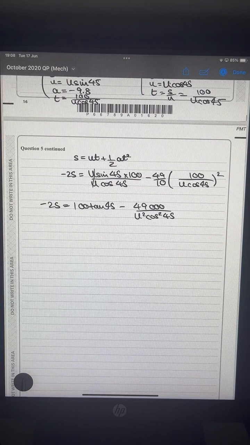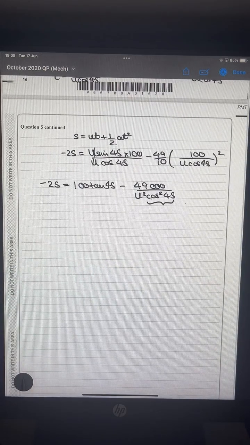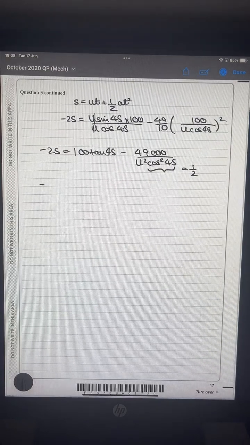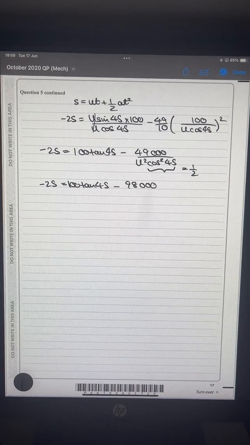So now what am I going to do? I have to figure out what u is, right? So from this step, I can evaluate this thing here, right? Because cos squared of 45 is just a number. That is equal to a half in your calculator. So what you saw, I paused there for a second. I was just trying to see in this question, what exactly can I do? So then I have minus 25 equals 100 tan 45 minus 98,000 divided by u squared.